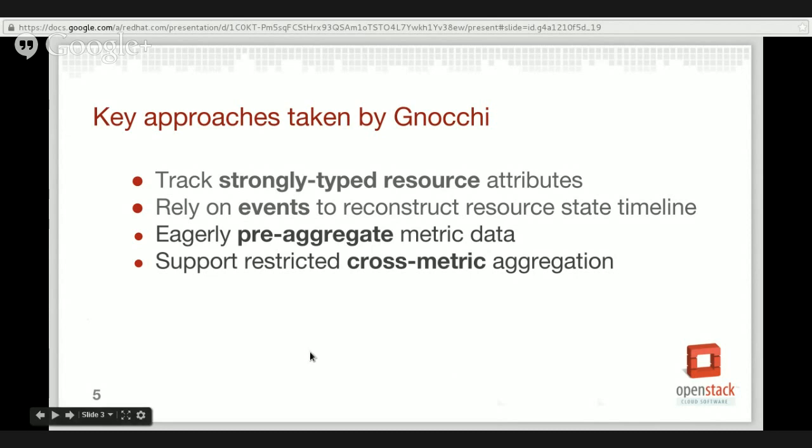And the other thing we support is the ability to do cross-metric aggregation. So basically, this is the notion where we've got several resources that are associated in some way, for example, a number of instances that are part of an autoscaling group. And we allow the data points associated with a particular metric, like say CPU utilization, for each of these instances, to be aggregated. So you can, for example, get the average across the entire group.